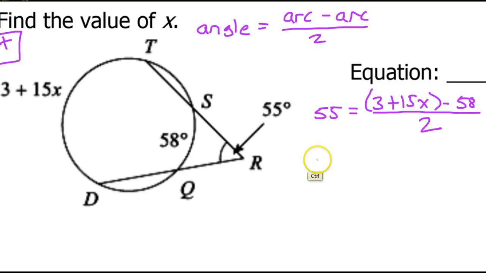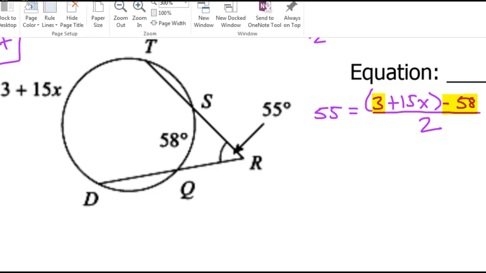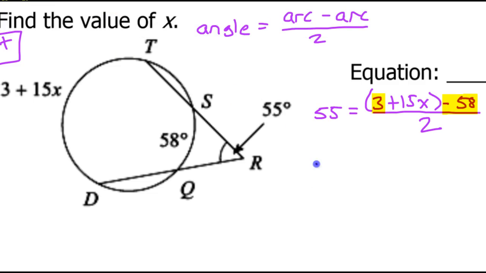These parentheses aren't really doing anything. There's nothing in front of them, so I'm just going to ignore the parentheses and concentrate on these like terms. I've got the 3, and then I've got the minus 58. Those are going to go together. So I'm going to have 55 is equal to 15x minus 55. 3 and negative 58, that's negative 55, divided by 2.